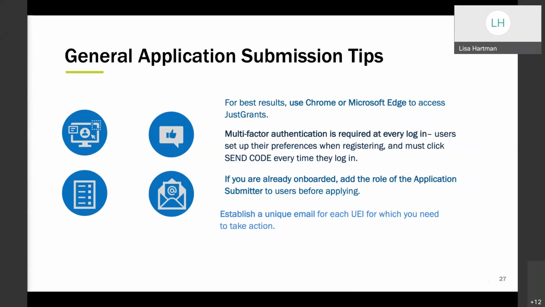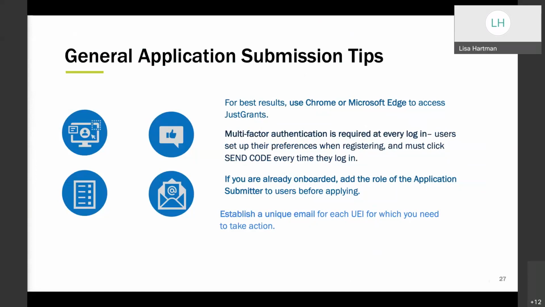Now, for entities that already have a JustGrants account prior to applying in grants.gov, the application submitter should be sure to use the email associated with their JustGrants account to apply for funding in grants.gov. So bearing in mind that if you've already got a JustGrants account, your username is an email address. You have to use that same email address in grants.gov to apply for funding, or it won't find you in the system. So those email addresses are the links between grants.gov and JustGrants for you.